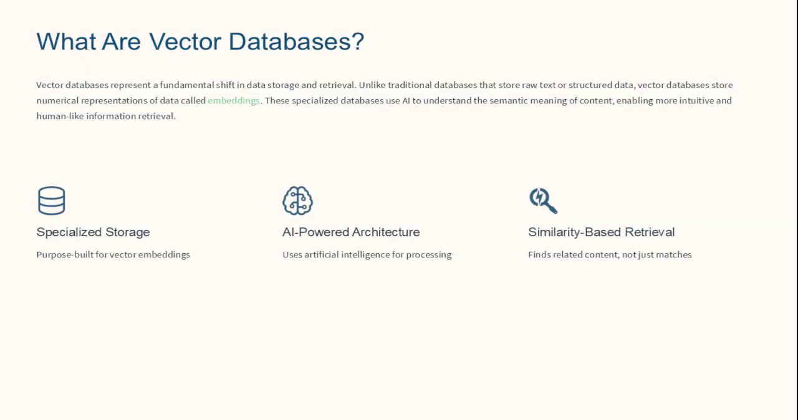Vector databases represent a fundamental shift in data storage and retrieval. Unlike traditional databases that store text or structured data, vector databases store numerical representations of data, which are called embeddings. These databases use AI to understand the semantic meaning of content, enabling more intuitive and human-like information retrieval.